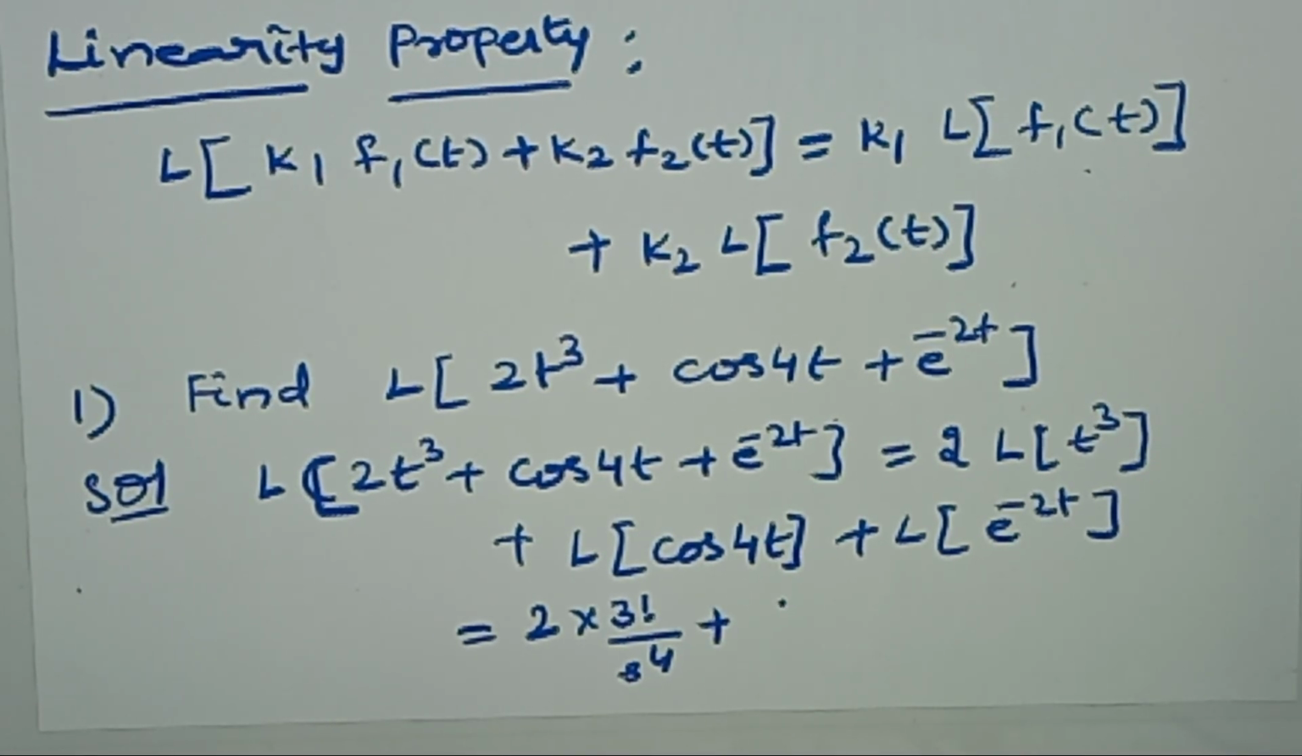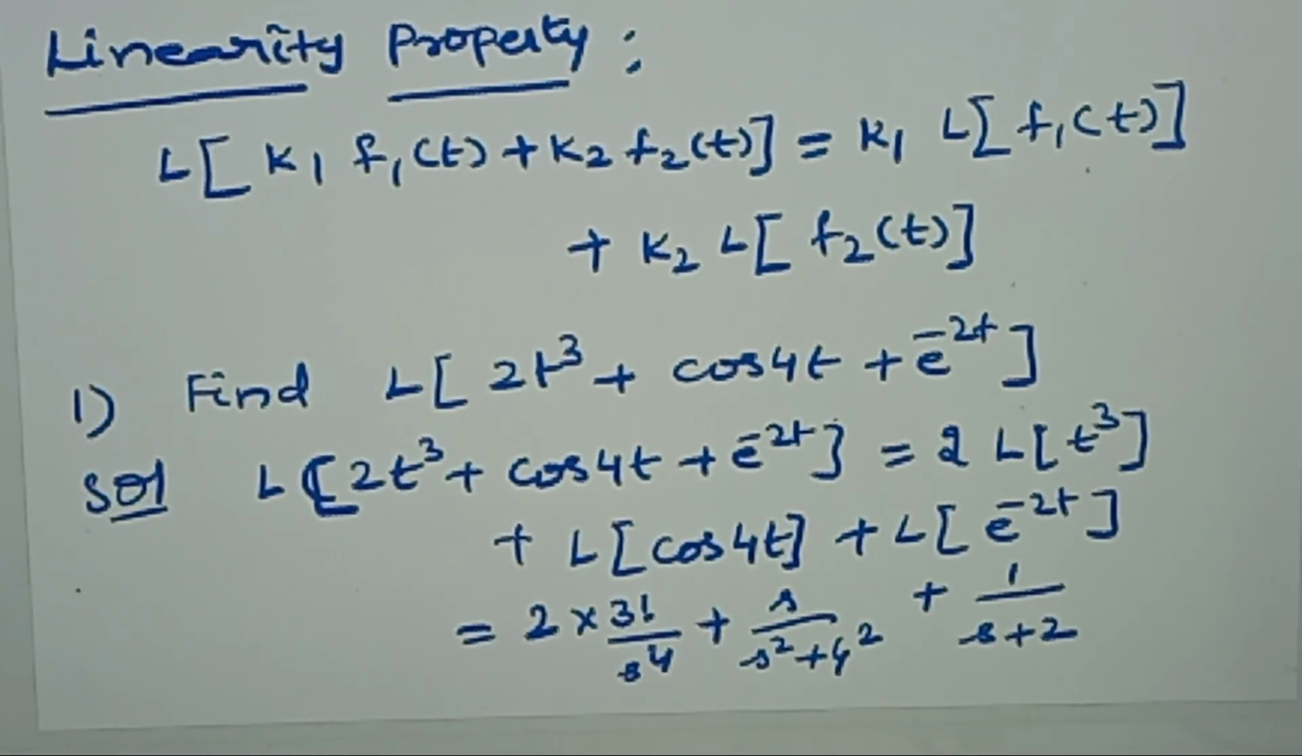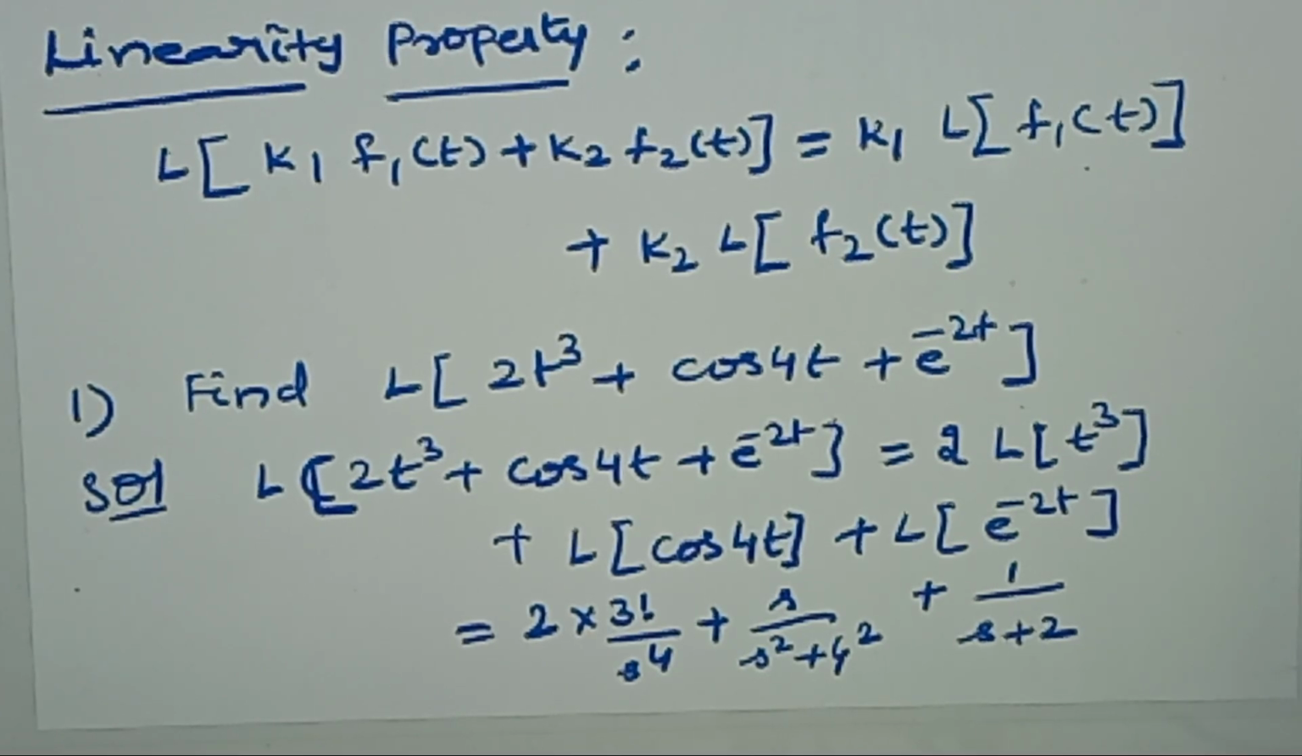What is the Laplace transform of cos 4t? s upon s square plus 4 square. Similarly, what is the Laplace transform of e raised to minus at? 1 upon s plus a. So this will become 1 upon s plus 2. Okay. So 3 factorial is nothing but what? 6. 6 into 2 will give you 12 by s raised to 4 plus s upon s square plus 16 plus 1 upon s plus 2, which is your final answer. Okay. Now, similarly, let us solve some more problems based on this.